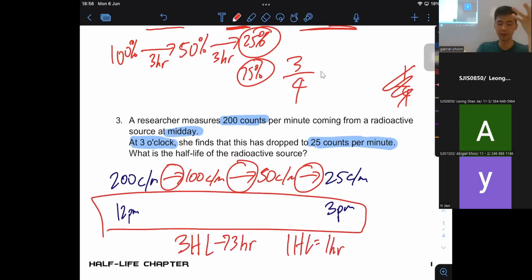Which makes sense, right? Because if you now draw a timetable, at 1 p.m. this will be 100, at 2 p.m. this will be 50, and then at 3 p.m. it will be going to 25 counts per minute, right? So this is how you're supposed to draw the arrow charts, guys. If you draw the arrow charts properly, it will be a little bit easier to solve. But of course, you need to understand the question.